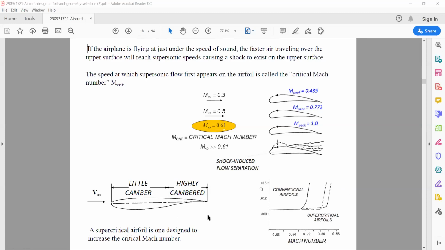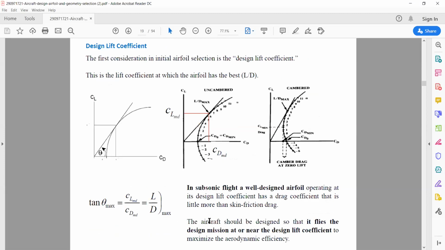Okay, and next we discuss here the design lift coefficient, and you can see tan theta max. This is called L by D max. The min drag condition, MD, is nothing but minimum drag condition. The coefficient of lift at the minimum drag and the coefficient of drag at the minimum drag is taken as the maximum L by D. The minimum drag condition is referred to as the best L by D or maximum L by D. So this is the lift coefficient at which the airfoil has the best L by D. This is called the design lift coefficient.